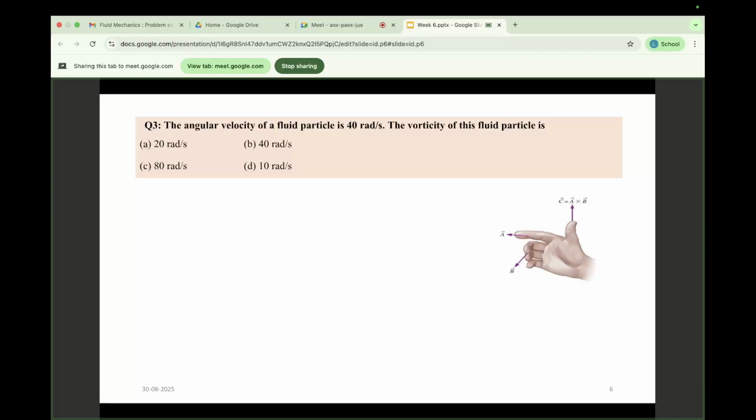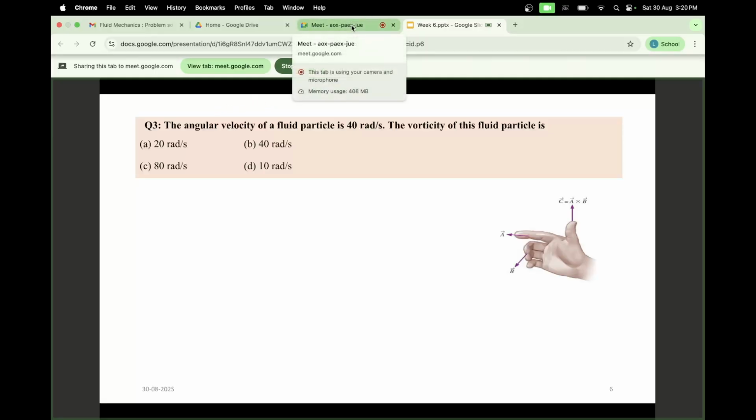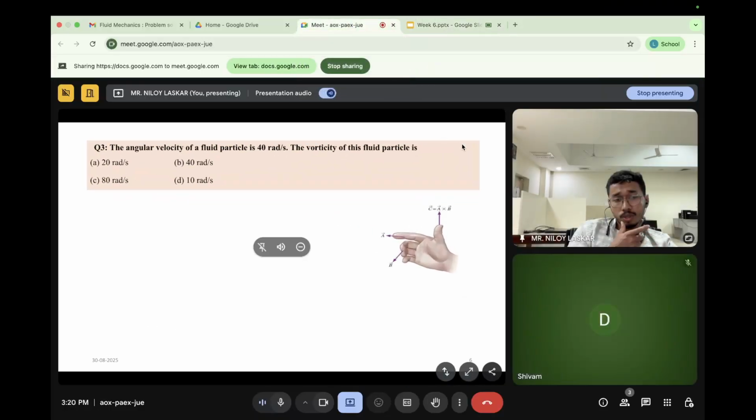So the third question is about angular velocity. The angular velocity of a fluid particle is given as 40 radian per second. You are asked to find the vorticity of this fluid particle. For this question I am giving you 1 to 2 minutes. Use your basic concept about vorticity and the formula that I have already given. I think you can answer this one. Please try.